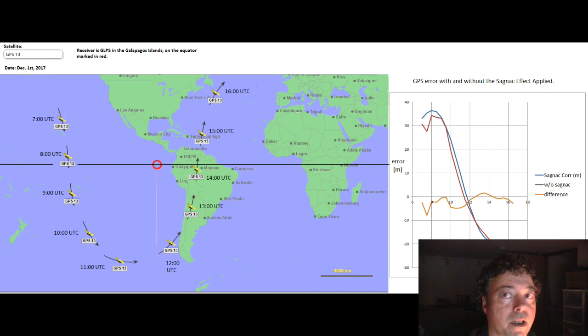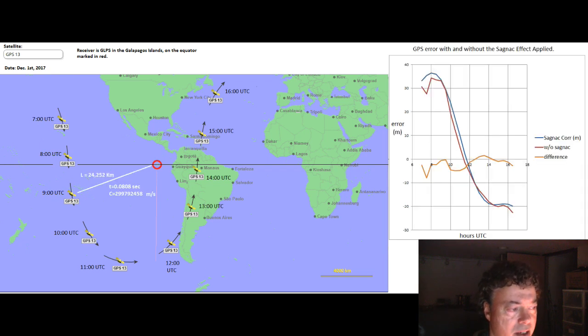Okay, so let's just talk a little bit about how we're going to do this. Now we've got a GPS satellite. In this case, we're looking at GPS 13, or PRN 13, from December 1st, 2017. And this satellite is moving on the west side of the Galapagos Islands and circles around it, and then comes up on the east side and then leaves the field of view around 1600 hours UTC. So all of this time it's broadcasting a signal to the Galapagos Islands GNSS receiver, and we know the XYZ coordinates of both the satellite and the receiver.